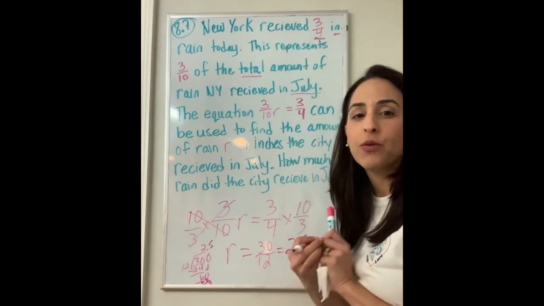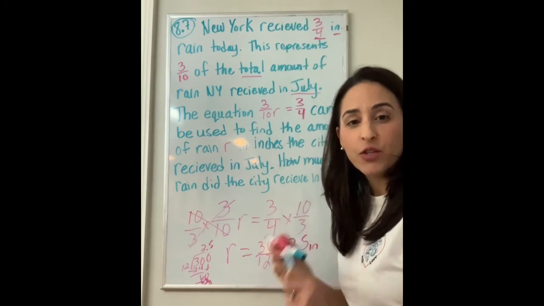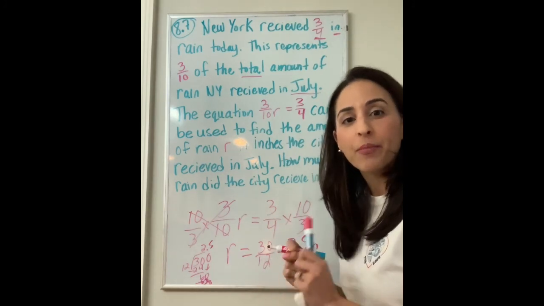I don't have space here, but you would write your answer in a complete sentence saying, in New York City, they received 2.5 inches of rain during the month of July.